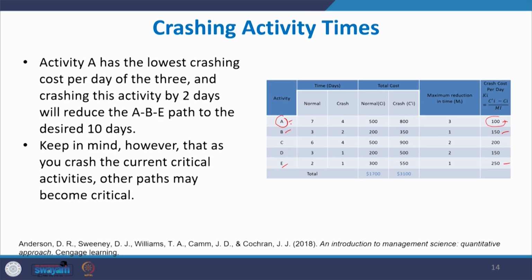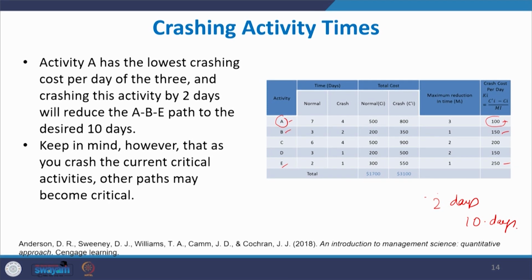So, what we can do, activity A we can crash a maximum of 3 days. Now, we can crash it for 2 days, so that the project can be completed within 10 days instead of 12 days.